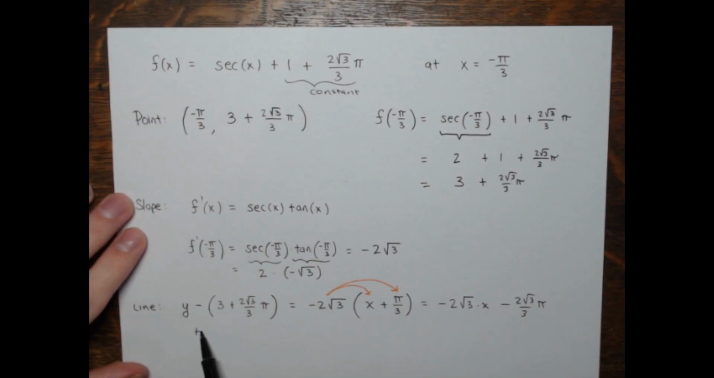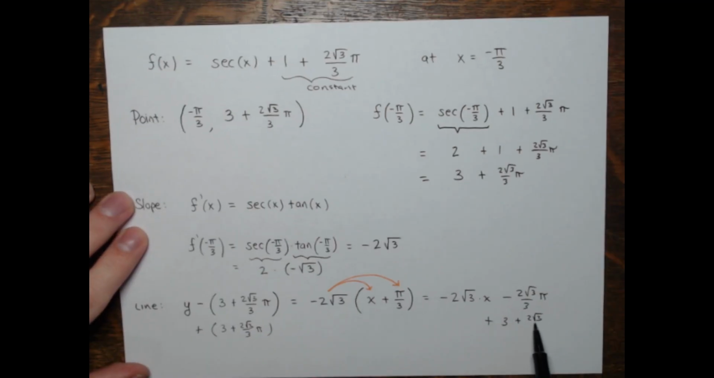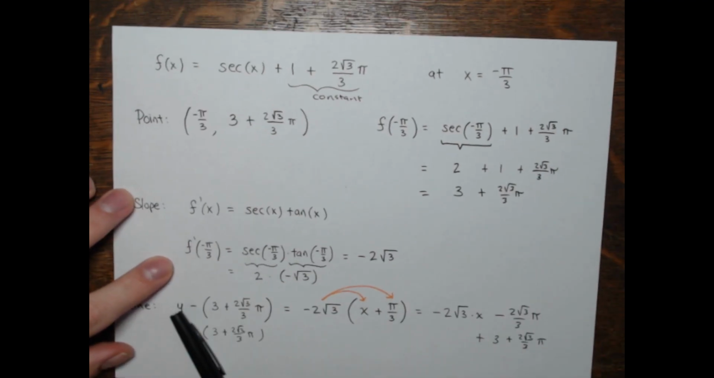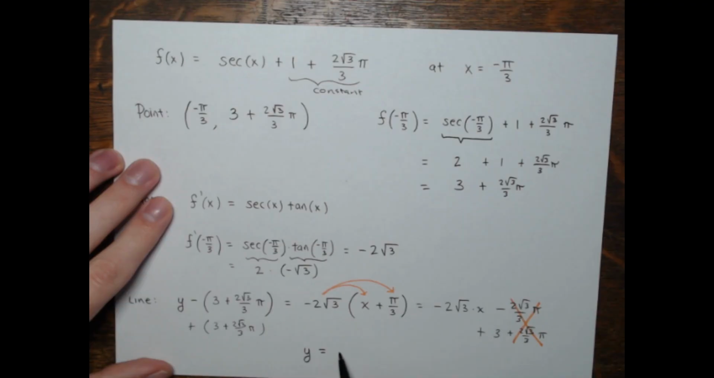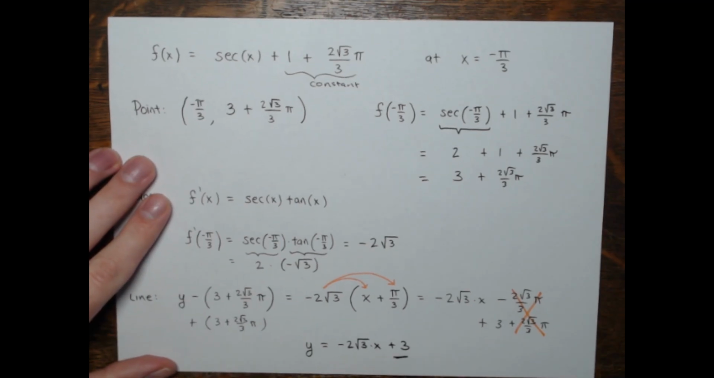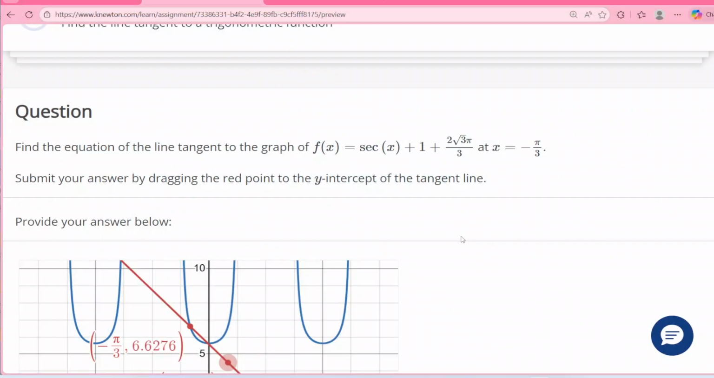So you see when I add this quantity here, this 3 plus 2 root 3 over 3 times pi, when I add that to get y alone, adding this to both sides, see that 2 root 3 over 3 times pi goes away. And I'm left with y on the left equals my slope, negative 2 root 3 times x, mx plus b, plus 3. All right, so that's key right there. The y-intercept is 0, 3, and that's where I'll move this other point.